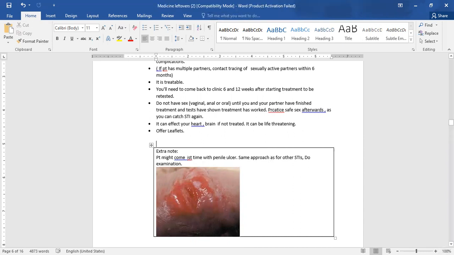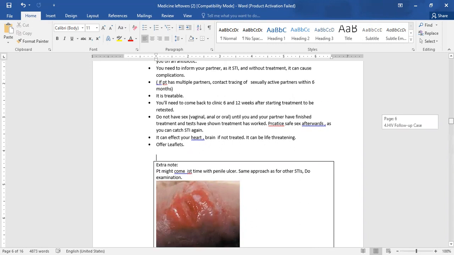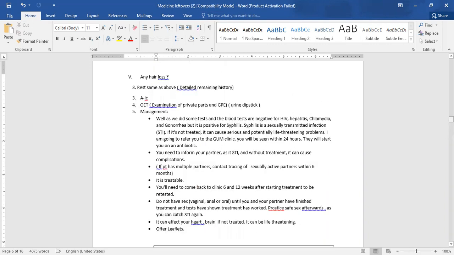Okay. So the management is, whenever you are going to tell about the results, you always start with the good news. Well, as we did some tests and the test results are negative for HIV, hepatitis, chlamydia, and gonorrhea, but it is positive for syphilis. Syphilis is a sexually transmitted infection, and if it is not treated, it can cause serious and potentially life-threatening problems. And then take a pause, let the patient let the information sink in, and then say, I'm going to refer you to the genitourinary clinic, and you will be seen within 24 hours, and they will start you on an antibiotic. And you need to inform your partner, as it is an STI, and without treatment it can cause complications.